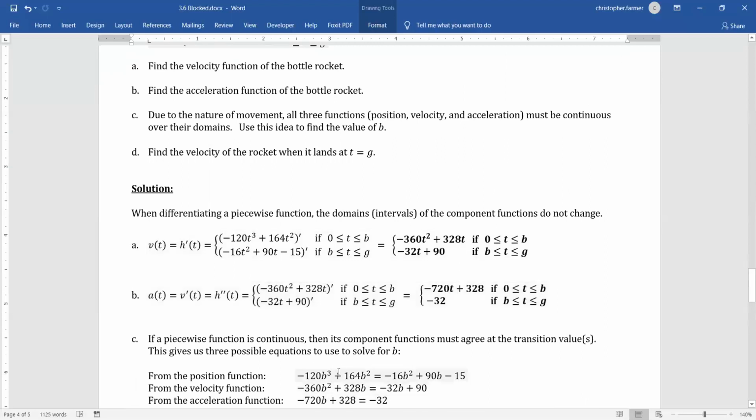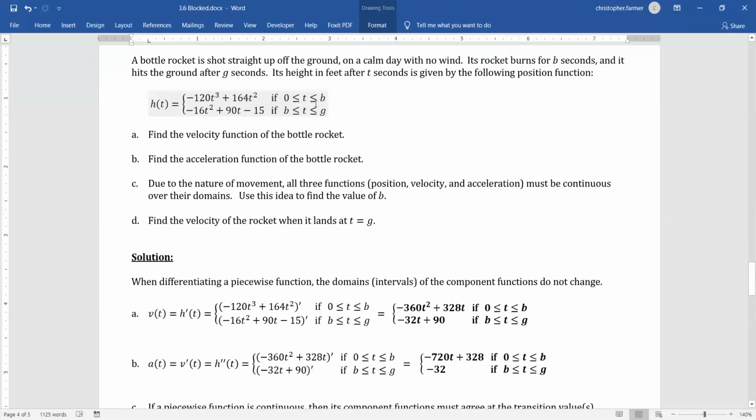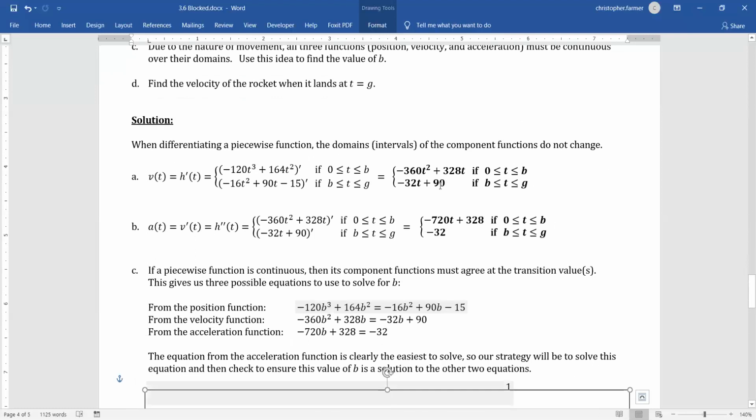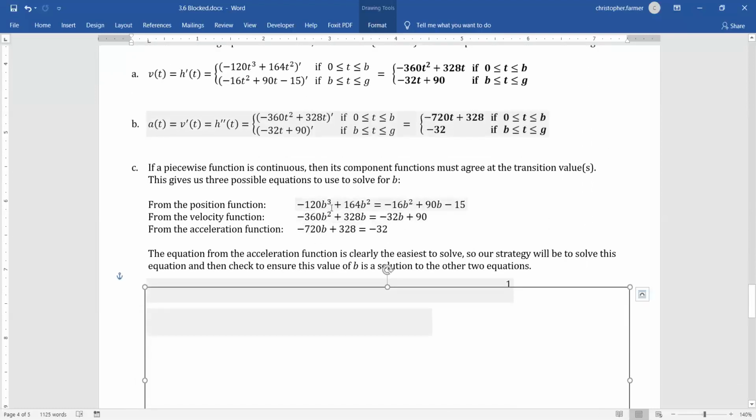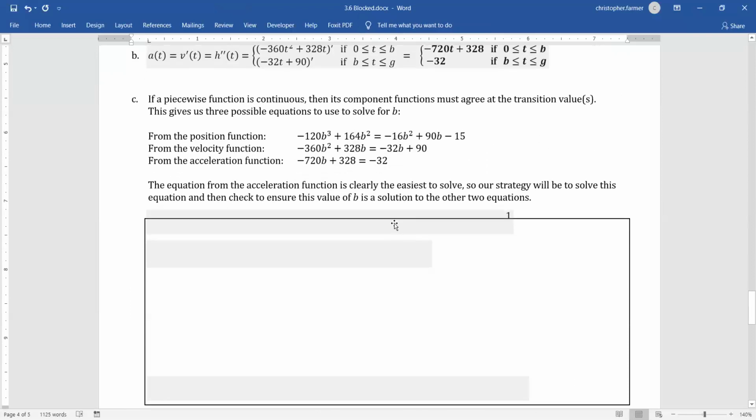So these equations that I'm writing down are nothing more than saying, hey, if I plug B in for t, these two expressions have to be the same. These two have to be the same. These two have to be the same. So that's all that's going on here: the first expression of the function and the second expression of the function have to be exactly the same when you evaluate at B. Okay, and so we get 3 different sets of equations.